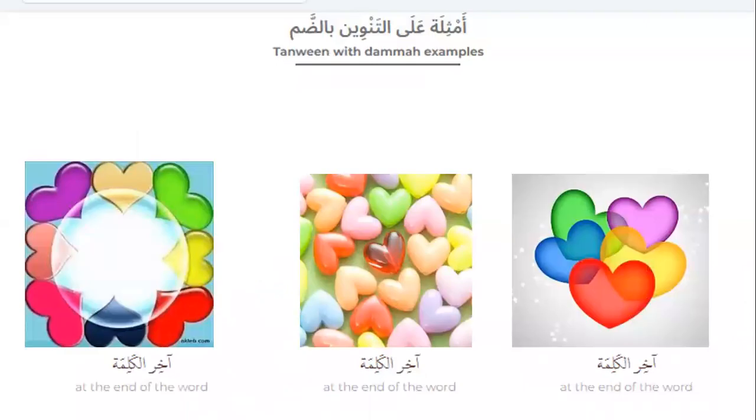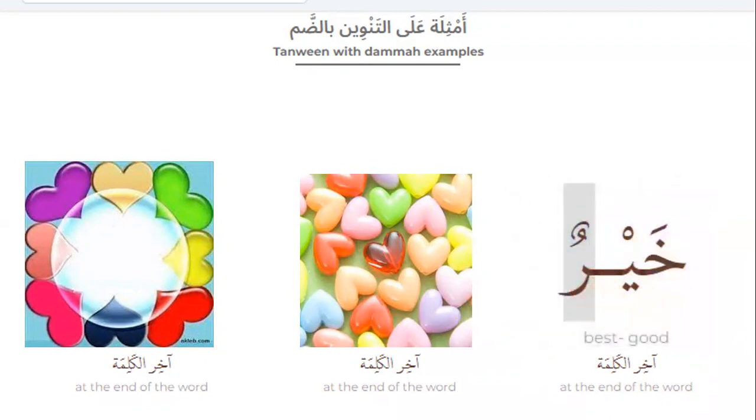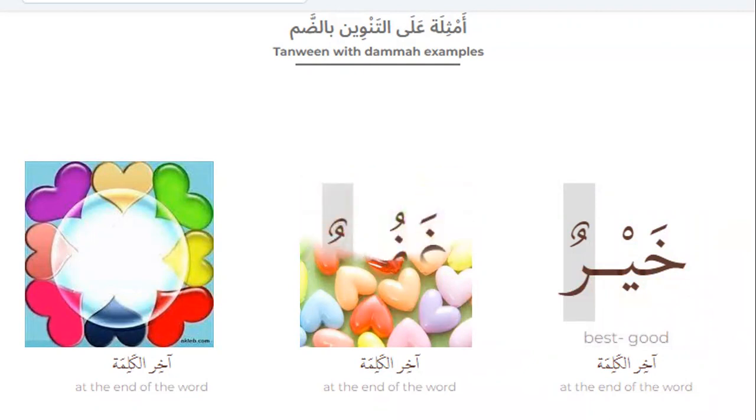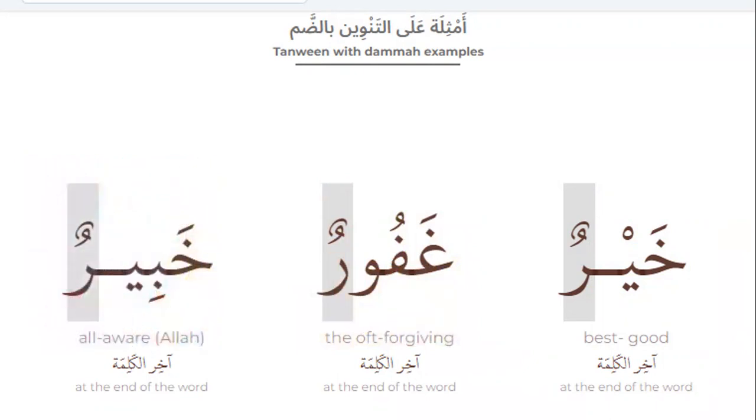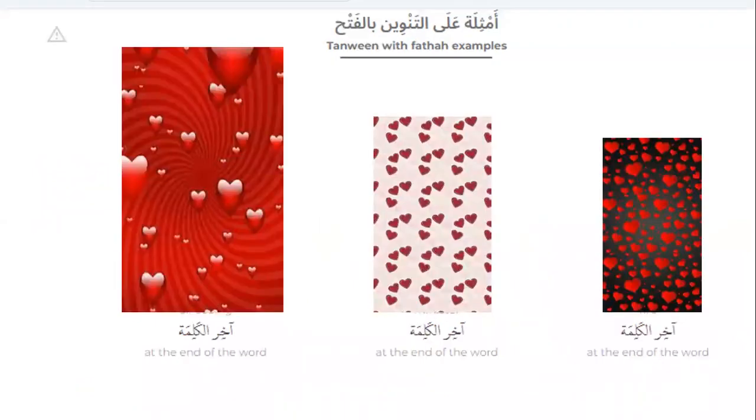Tanween with Dhamma examples. Look at the word, try to read, listen and repeat. Khairon. Ghafuran. Khabiran. Tanween with fatha. Tanween with fatha means double fatha. The sound is ra fatha ra. Ra tanween with fatha. It's ran.